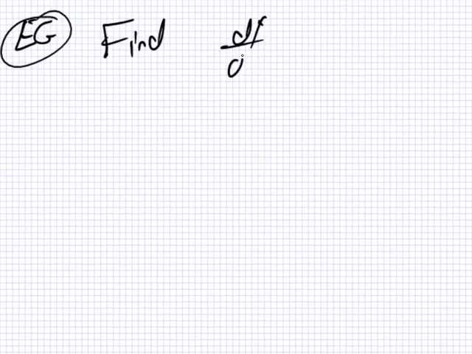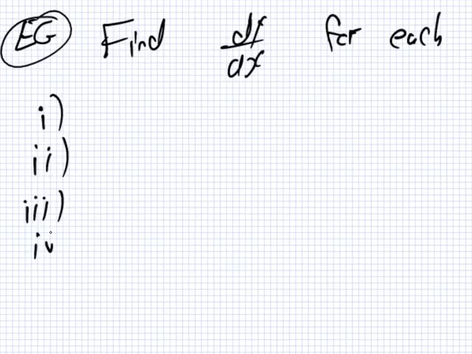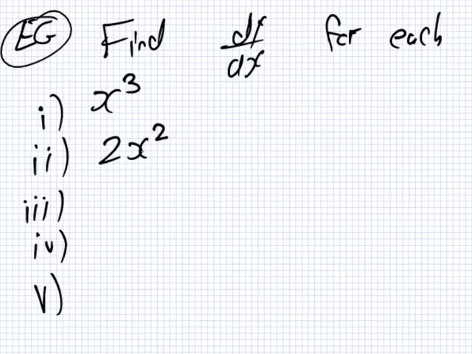Now, before I give you more rules, let's just do some examples with these. So, we'll take some examples here. Find dy/dx for each. So we'll put in 5 examples. So we'll go with a simple x cubed, and then we'll say 2x squared, and then we'll have a 4, then we'll have a 1 over x, and then we'll have a 1 over root x.